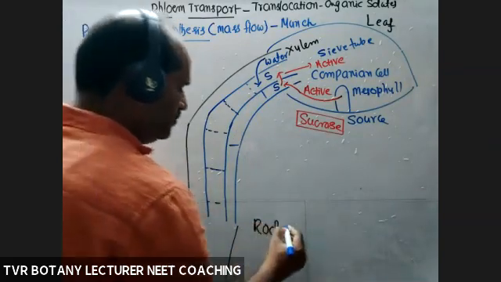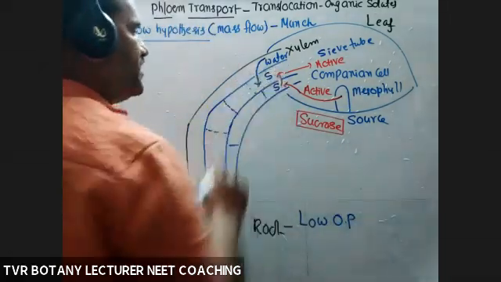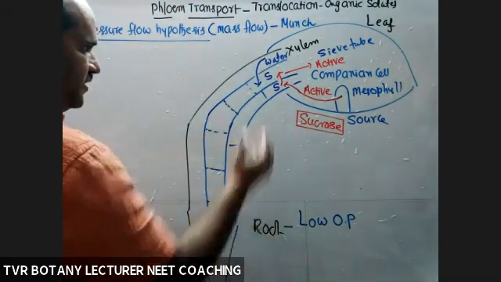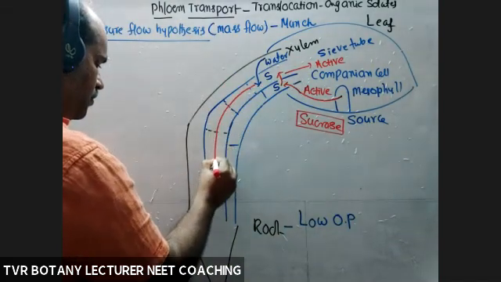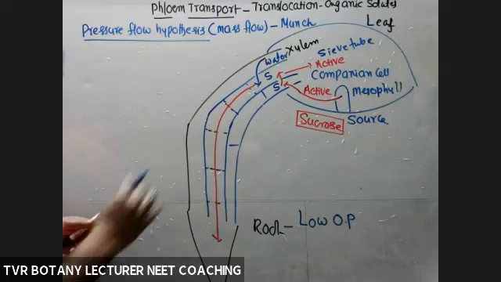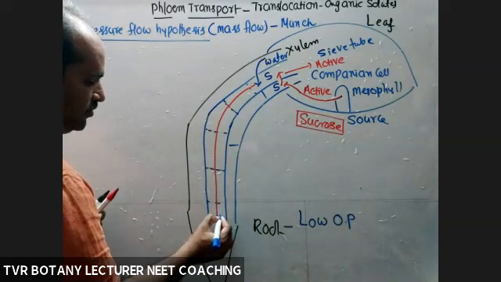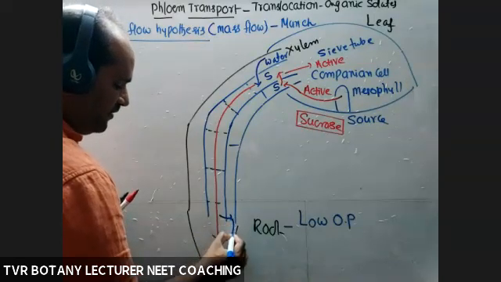In the root, for example, low osmotic pressure. Here, more osmotic pressure. More pressure, less pressure. So definitely, what about the direction of transportation of sucrose? To the sink part, where the osmotic pressure is very low. So once sucrose is available, what about the movement from the sieve tube to the companion cell? Companion cell to the utilizing part, whatever the utilizing part.